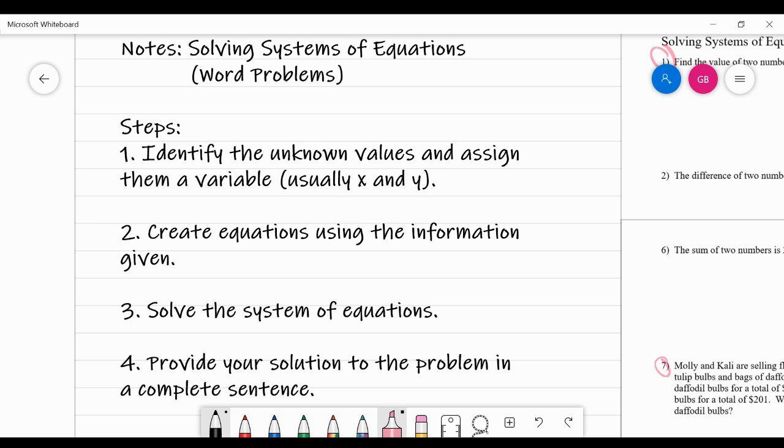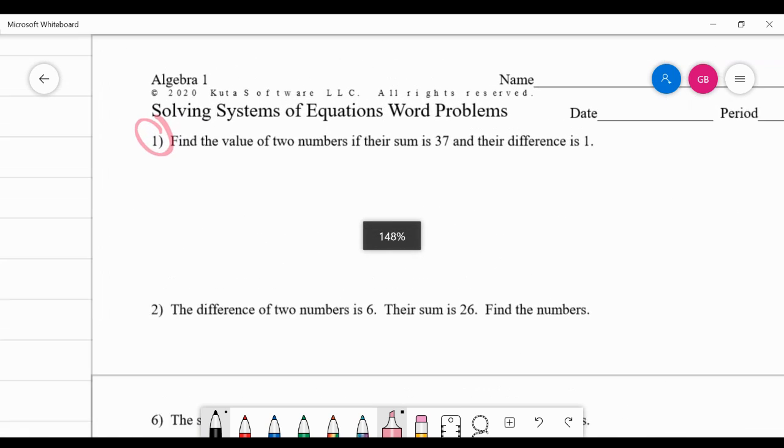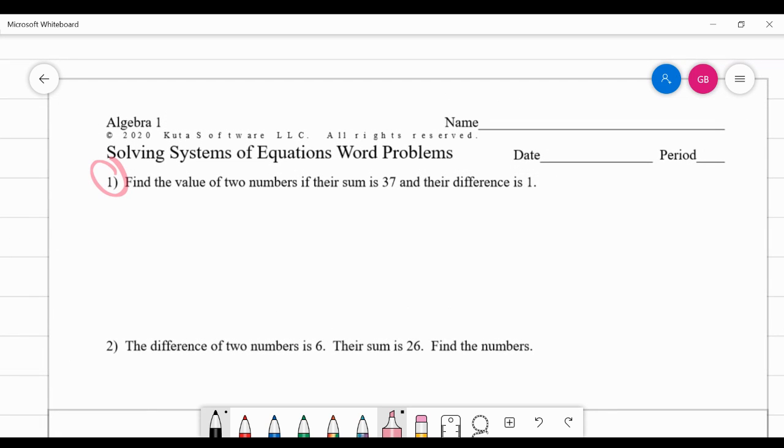This is what we did the week before we left for spring break. And then finally, you're going to provide your solution to the problem in a complete sentence. So let's go ahead and do some examples, and then you'll be able to do your assignment. So number one, find the value of two numbers if their sum is 37 and their difference is 1.